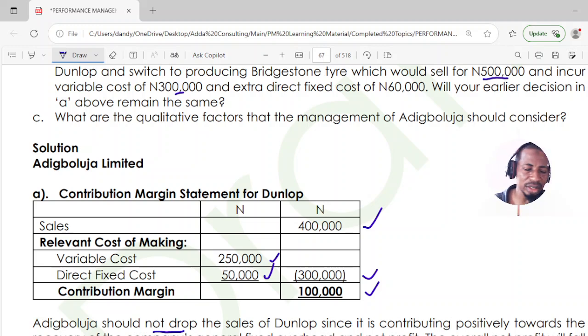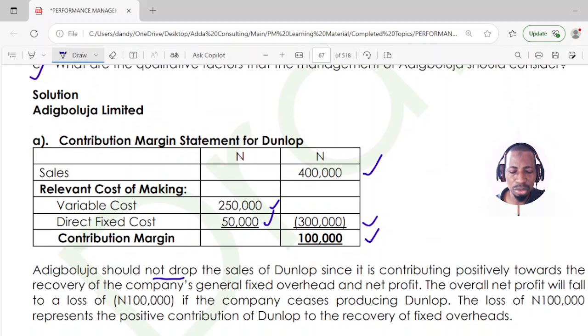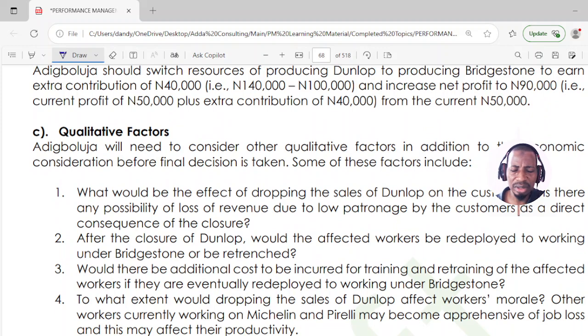So in this part C requirement of the question, you are required to state the qualitative factors that the management of Adigboluja Limited should consider. To do this, Adigboluja will need to consider other qualitative factors in addition to the economic consideration before the final decision is taken. Some of these factors include, number one, what will be the effect of dropping the sale of Dunlop on the customers? Is there any possibility of loss of revenue due to low patronage by the customers as a direct consequence of the closure?